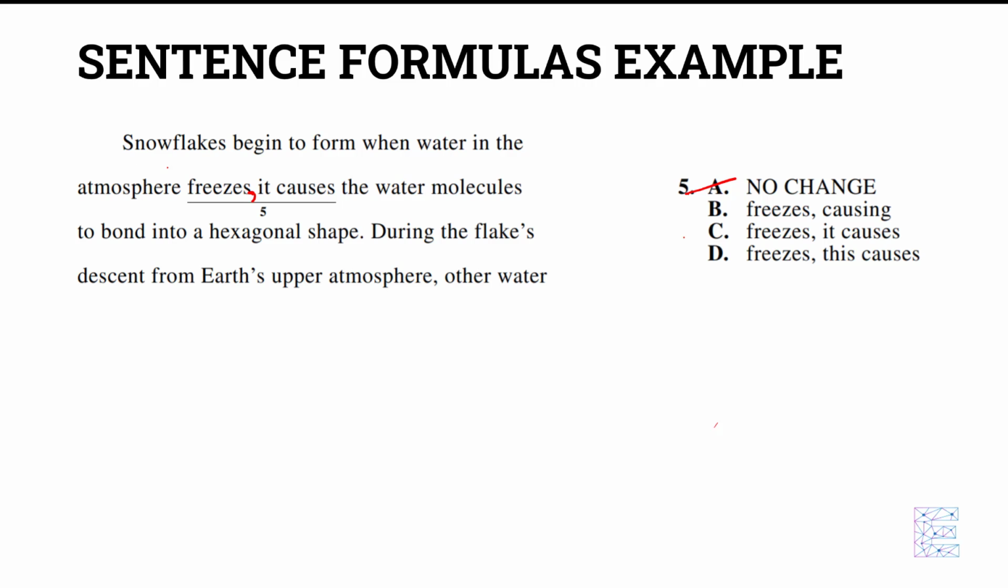Why? The first part, "Snowflakes begin to form when water in the atmosphere freezes," that's a complete thought. Second piece, "it causes the water molecules to bond into a hexagonal shape." Two independent clauses cannot be separated by a comma. Again, that would be a comma splice, so C is incorrect. And D is also incorrect for that same reason. You can't put a comma here, because both parts, "this causes the water molecules to bond into a hexagonal shape," would be independent, and the first part is also independent. So that leaves B as the best answer to this question.